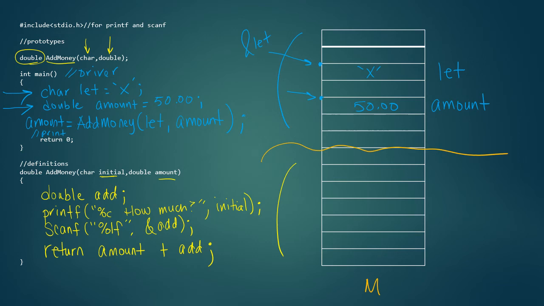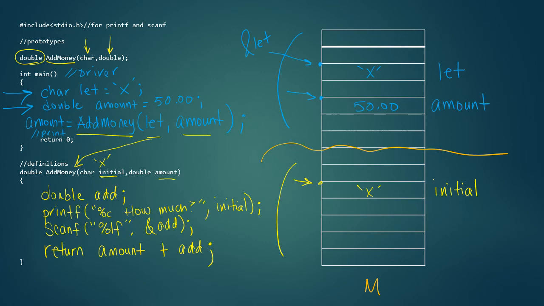The next thing we're going to do is call our add money function, and we're going to pass it two arguments. So add money is going to get called, and when add money gets called, a variable called initial is going to get declared. Initial is going to get assigned the value of x. That's just like saying char initial equals x, because what's getting passed to it from the function call is the value x. Also, initial has an address.